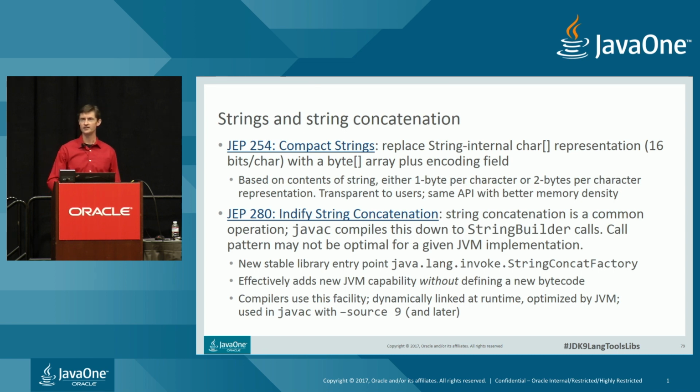So since this is such a common operation, instead, a new stable entry point was created in java.lang.invoke. And the intended user of this API is not programmers, but compilers like Javac. So there's a very straightforward way compilers can take advantage of this to communicate with the VM, and it lets the VM know the semantics of the code and generate faster code as a result. So this effectively adds a new JVM capability without having to define a new bytecode.